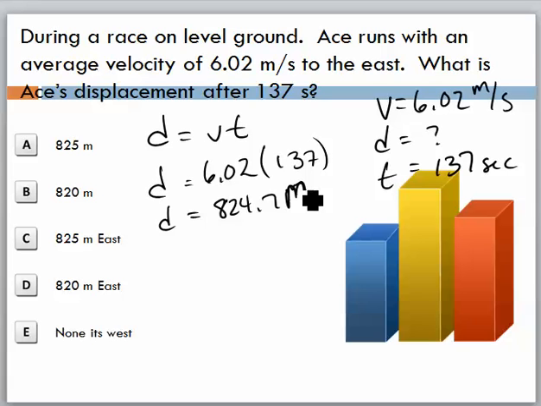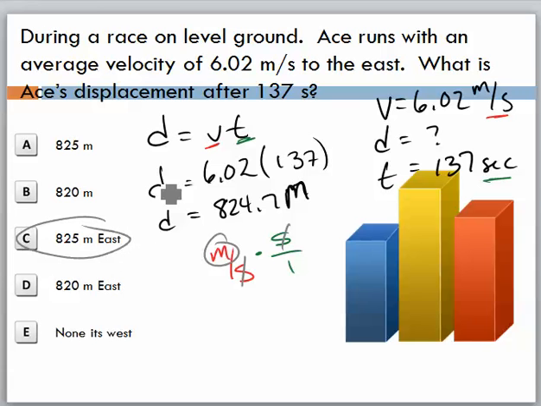All right, meters. Real quick, let's talk about why it's meters. Well, if you look here, the velocity is given to us in meters per second. The time is given to us in seconds. So if I do my dimensionality, what's going to cancel out? The seconds are going to cancel out. We're left with an answer of meters. So my answer would be C.